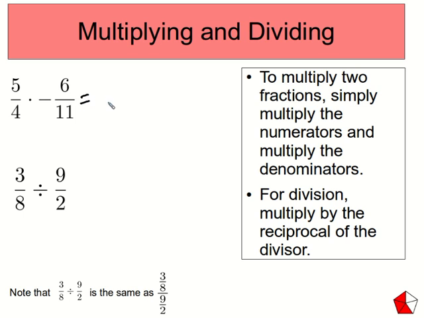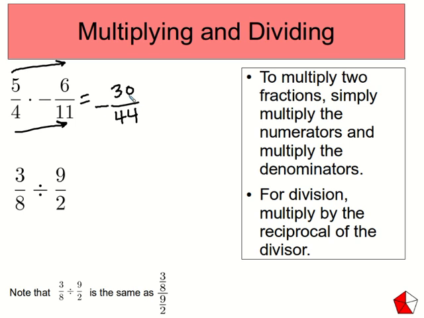So when multiplying two fractions, all we have to do is, sometimes people say multiply straight across. Multiply the numerators, 5 times 6 is 30. Multiply the denominators, 4 times 11 is 44. And then I have a positive number times a negative number. That always gives us a negative answer.